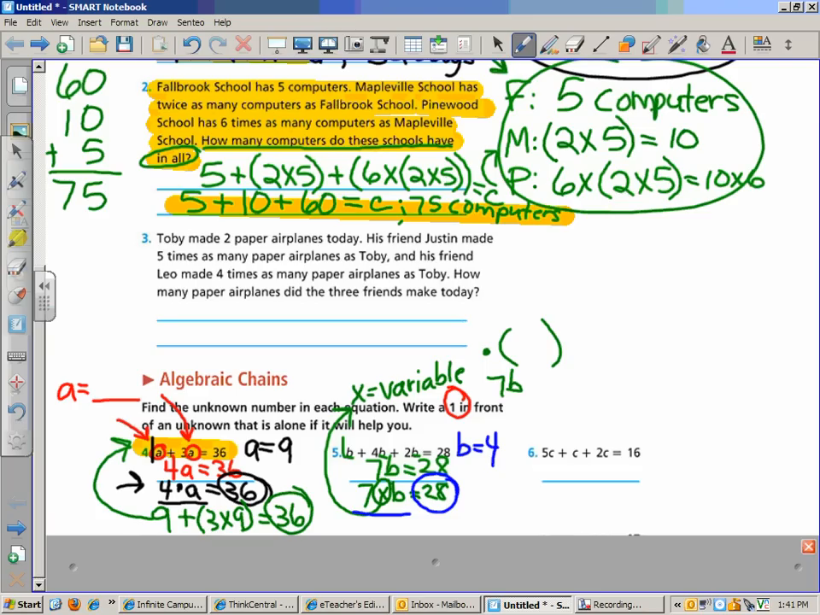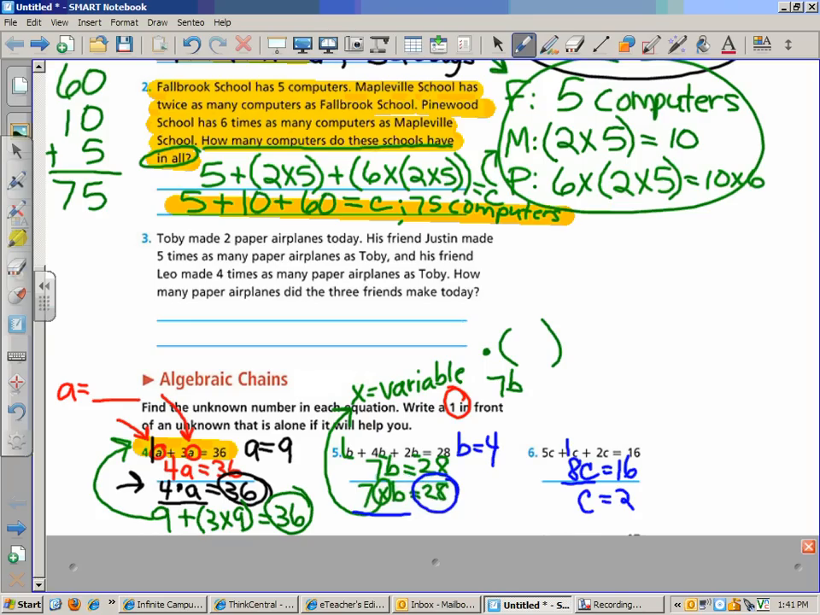Okay, moving on over here, 5c plus 2c, all the same variable. I'm going to put a 1 in front of that c to help me remember. I'm going to add them up to see how many c's I have. 5c plus 1c, 6c, plus 2c is 8c. Okay, so 8 times a number gives me 16. Well, c must equal 2.